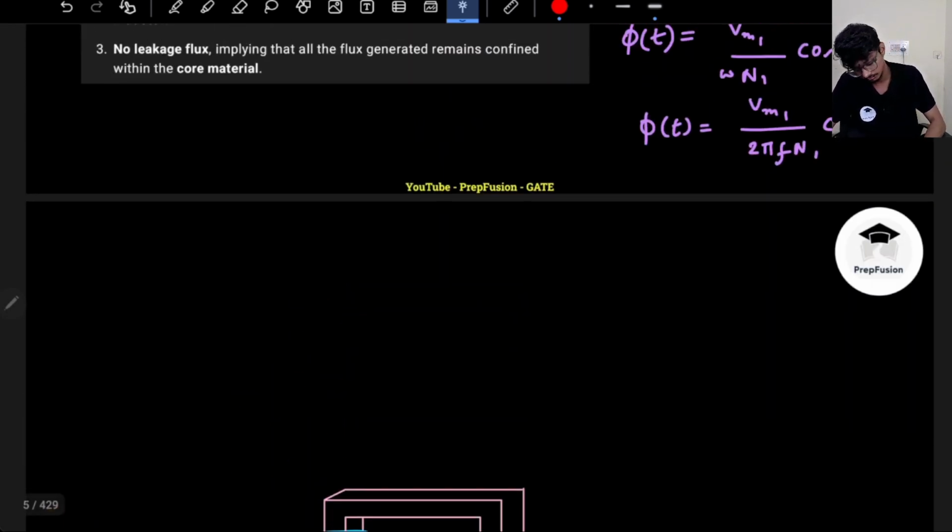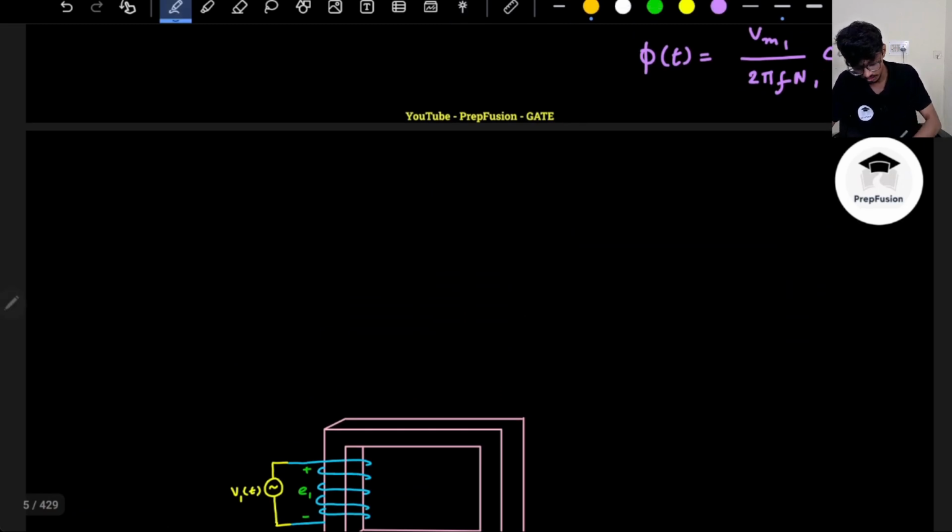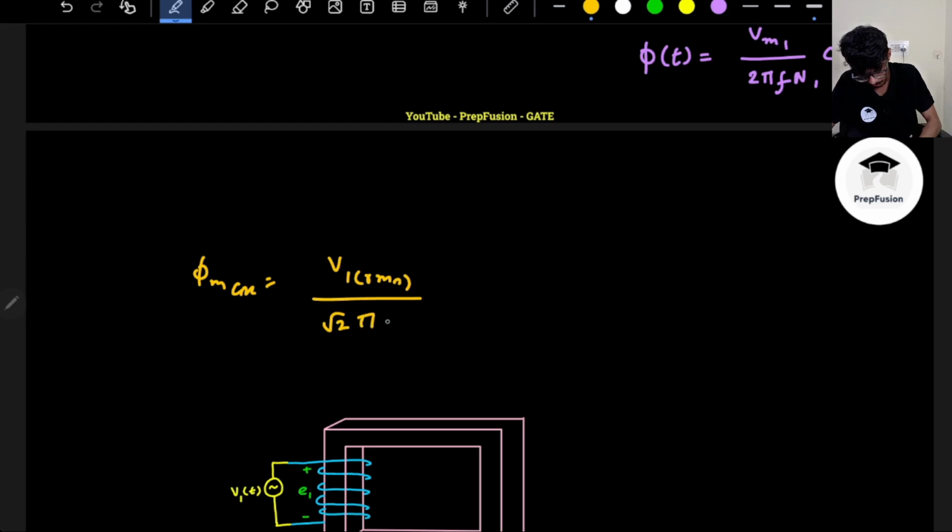From here I can directly say this. We have also discussed this previously, just revising again. So my phi max will be, this is Vrms, right? So this is root 2 into Vrms. So this will be V1 rms divided by root 2 pi f n1. This will be my maximum peak value of flux.